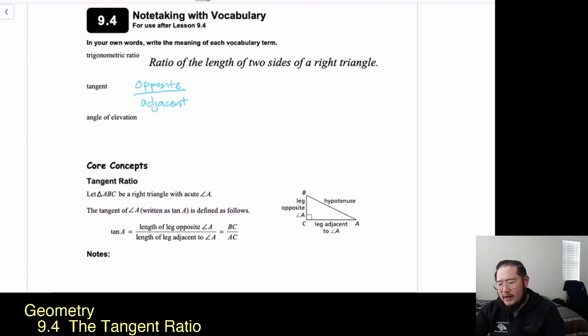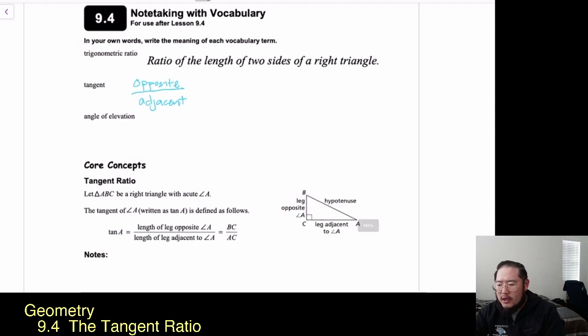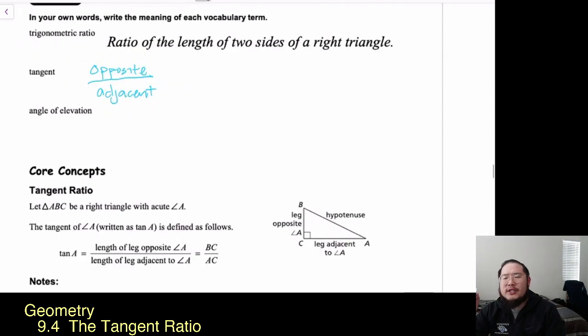If we go down right here to the core concept, it says let triangle ABC be a right triangle. So once again, it needs to be a right triangle, at least for our purposes right now. And then what it says is the tangent of angle A. If we look at the triangle right here, we've got three angles, A, B, and C. When I'm using the tangent ratio or any trig ratio, I am using the two angles that are not right. It has to be the acute angles.